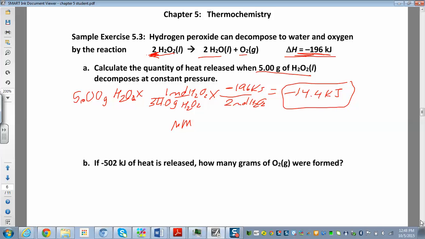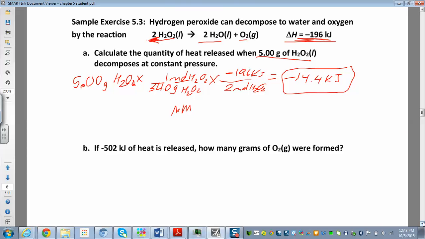Now, can we work backwards? What if they tell us the heat and we want to figure out how many grams, and maybe not grams of a reactant, maybe grams of a product. So if negative 502 kilojoules of heat is released, how many grams of oxygen were formed? I can go back to this equation. I can say for every 2 moles of hydrogen peroxide, I get 196 kilojoules released, 2 moles of water, 1 mole of oxygen. So I'm really going to look at this 1 mole of oxygen and relate that to my heat in this problem. I'm going to start with heat because that's the only number that they give me.